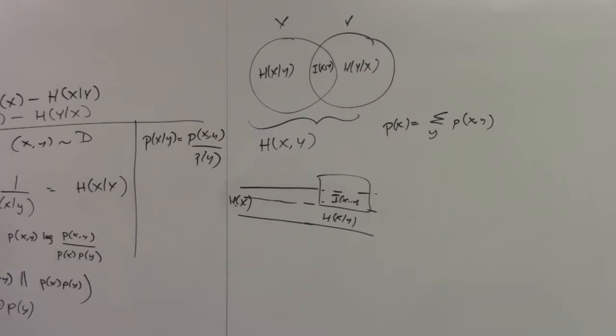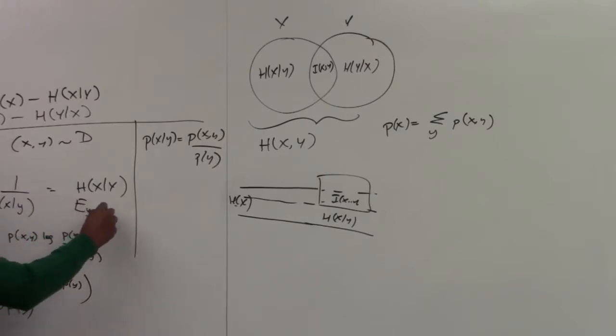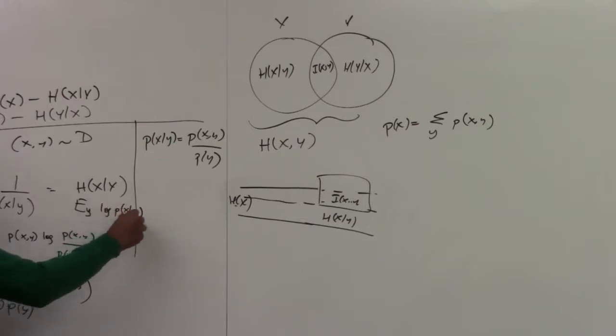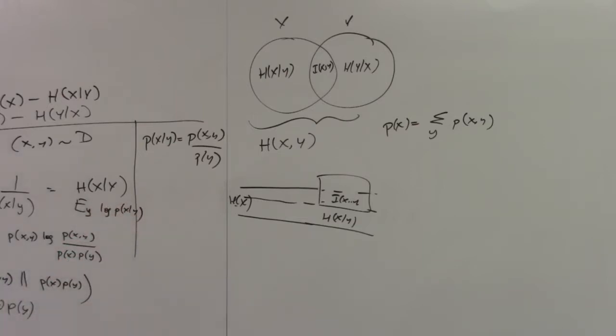Because you first observe y, what's the probability that they give you the y? And then what's the probability of x? That's the conditional entropy of x given y. So in other words, you can think of this as the expected value over y of log of P of x given y. Exactly. Yep. Good.